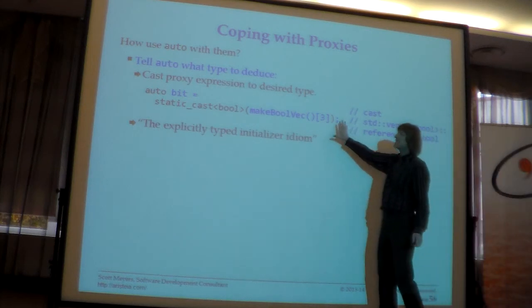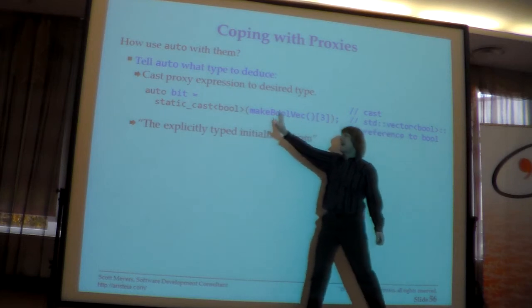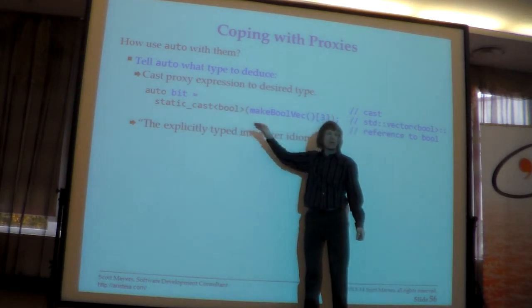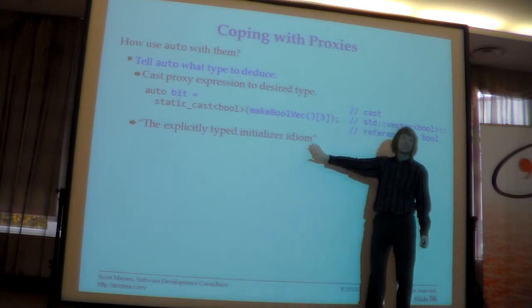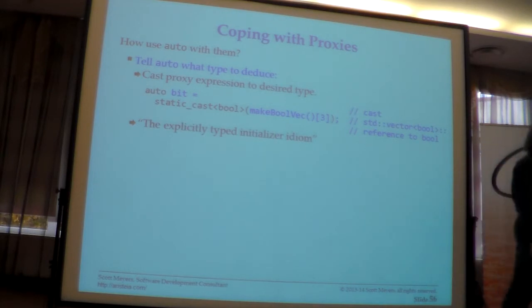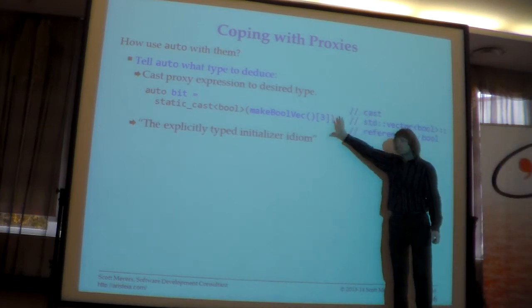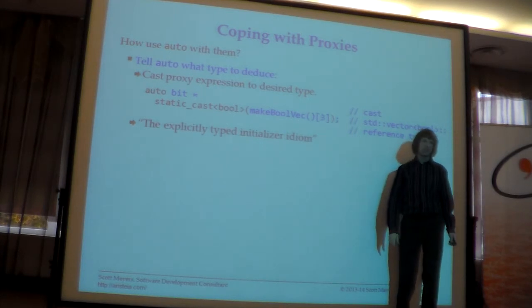This particular idea of taking an expression which has one type and then casting it into a different type so that auto will deduce the right thing, I believe deserves its own name. I call it the explicitly typed initializer idiom. As far as I know, I'm the only person who calls it that. But perhaps the name will catch on. But the idea is to use an expression which doesn't have the type that you want, and then tell the compiler what type you do want.